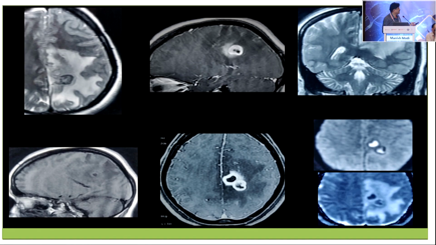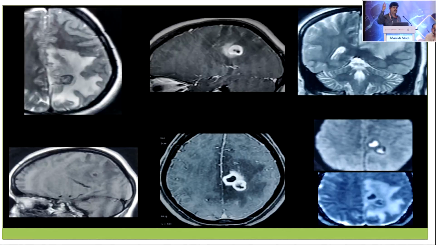Here comes the problem. This is another case, with a short history of only 2-3 weeks: headache followed by one episode of seizure, then recurrence and then again recurrence. And this is the MRI of this patient. You can see FLAIR, you can see contrast T1, you can see T2, another contrast T1 axial, you can see diffusion. And what's the diagnosis? Abscess? Nobody. Tuberculosis? Many of us. Why?